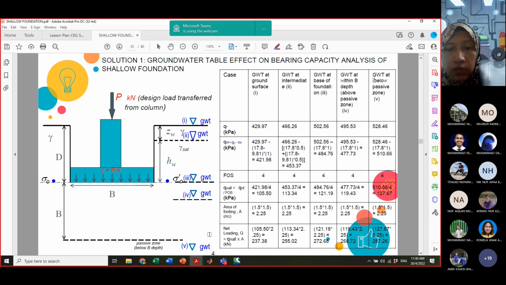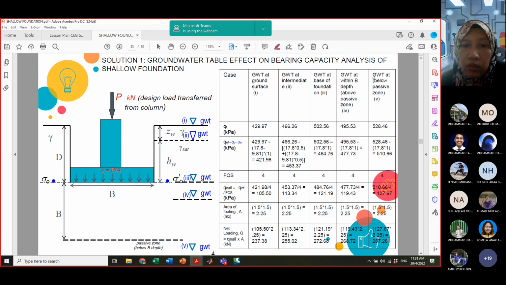Okay, first of all kita kena calculate lah the area of footing. So the area of footing similar to all cases. So 2.25, kita dah dapat size footing itu berapa? 1.5 by 1.5. And then in order to get the Q, so Q net allowable darab dengan A. So the A is a area of the footing. So Q net allowable ni daripada this row. So kita darab dengan 2.25. So you akan dapatlah the net loading for different cases lah.